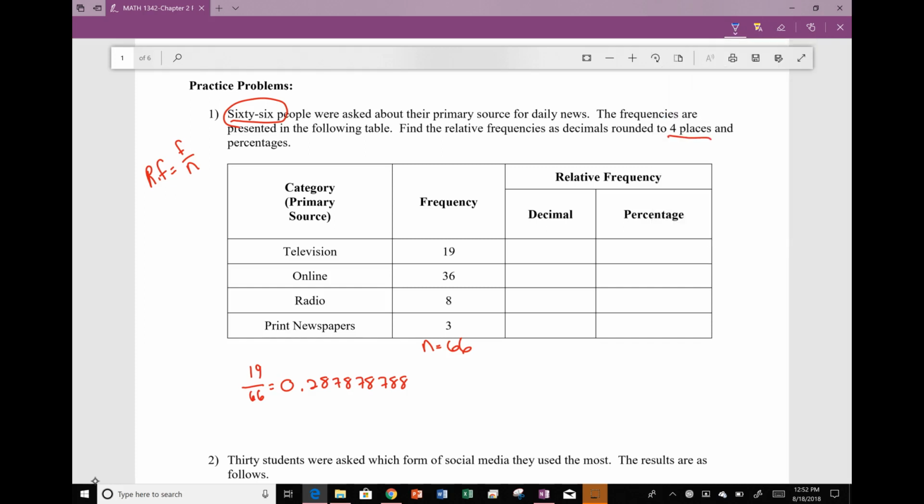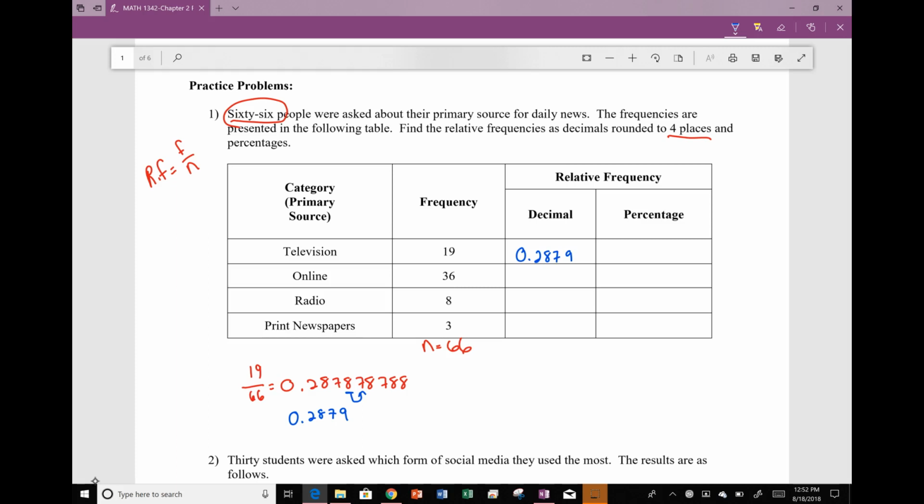When we're rounding, here I want 1, 2, 3, 4, that's the place I want to round to. Recall that I look to the right, and if this number is 5 or larger, I round this 4th place up. In this case it is. So I'm going to have 0.2879 being my decimal for television users, or those that receive their daily news through television.